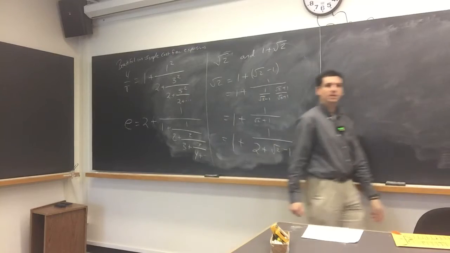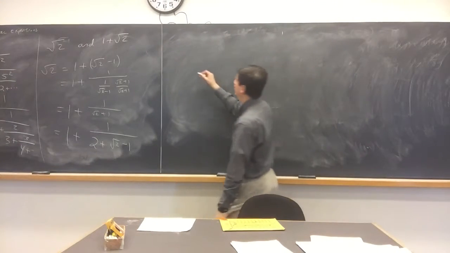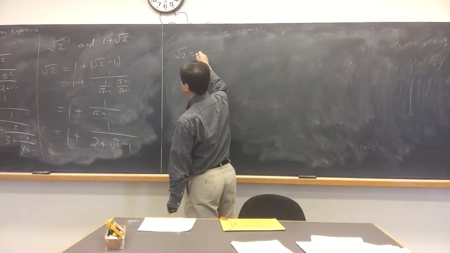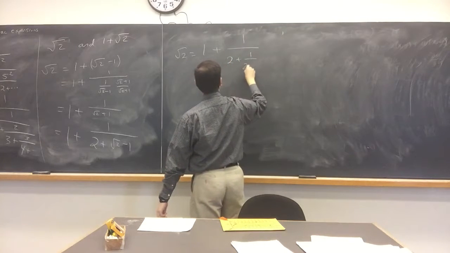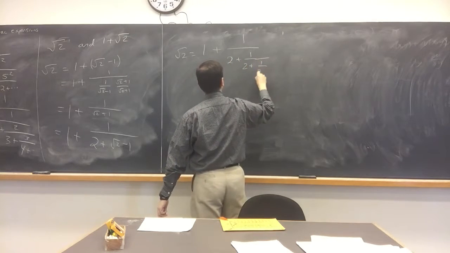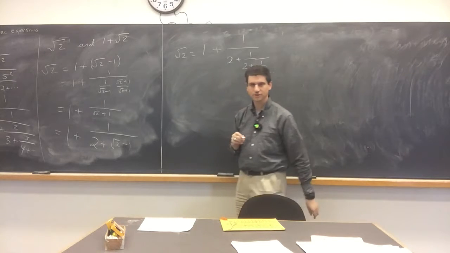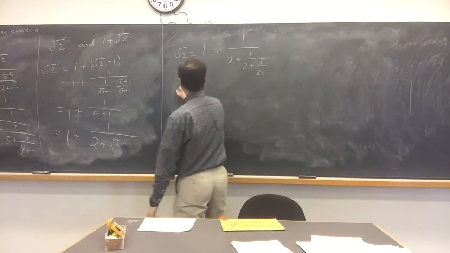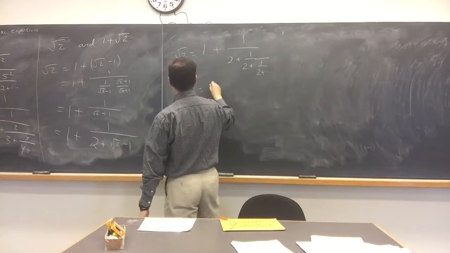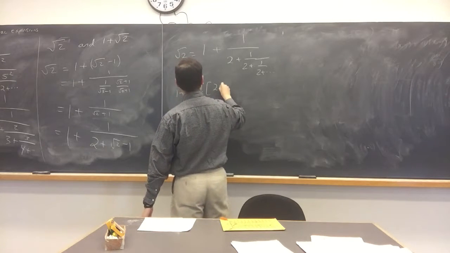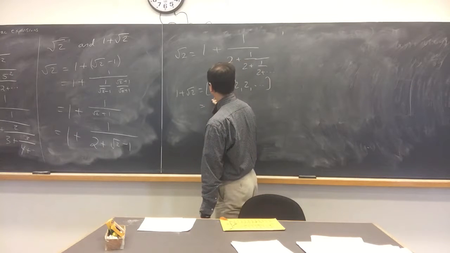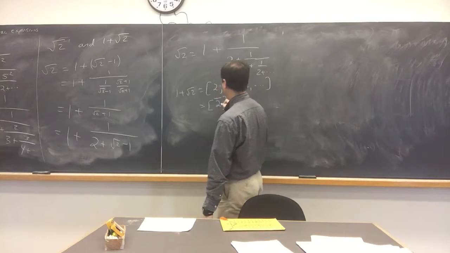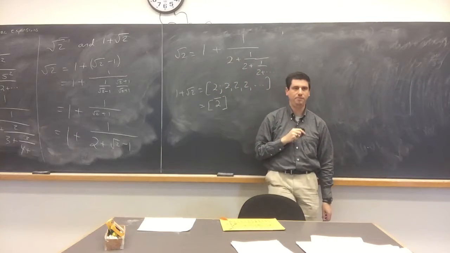So we just keep playing the same game again and again, and we get root 2 is 1 plus 1 over 2 plus 1 over 2 plus 1 over 2 plus dot dot dot. Or better, 1 plus root 2 is just all 2's. And we can represent it like that.